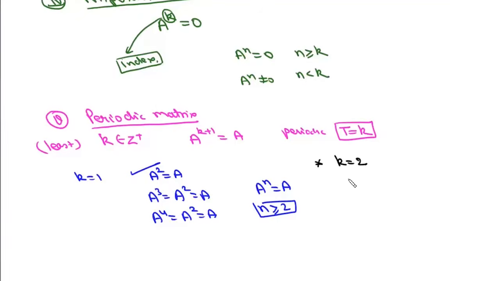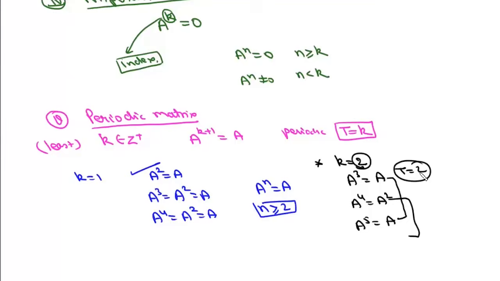Now if we take K as 2, we'll get this condition that A cube equals A. Now if we multiply it with A, we'll get A to the power 4 equals A square. A to the power 5 will be A cube, which again is A. So we'll keep getting these A's and A squares after an interval of 2 numbers. So this matrix is periodic with the period 2.